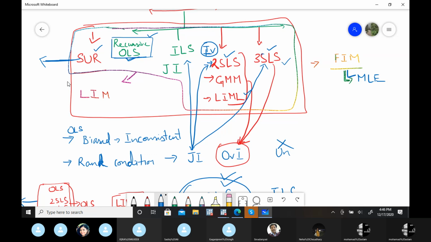So next we will now move toward time series. First I'll take the autoregressive distributed lag models, panel data, then time series. Okay, thank you so much.